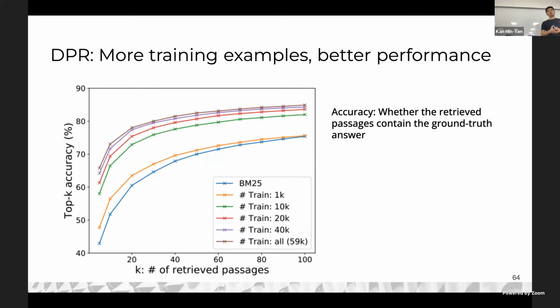I believe in this example, there's only one ground truth. As in, out of all 59 days, only one is correct. Oh, I see. Fair. Okay. I believe that's the setting. Right? Am I right? Yeah.